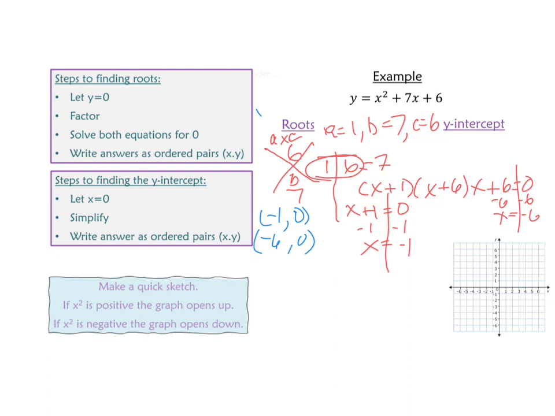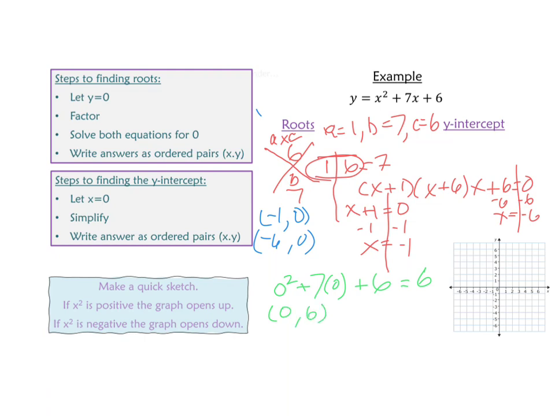Now, we have to find the y-intercept. How do we do that? To find the y-intercept, we plug in a 0 for x. So in this particular case, it would be 0 squared plus 7 times 0 plus 6. Well, 0 times 0 is 0. And last time I checked, 7 times 0 is 0. So what we're left with is 6. Our y-intercept is 0, 6.